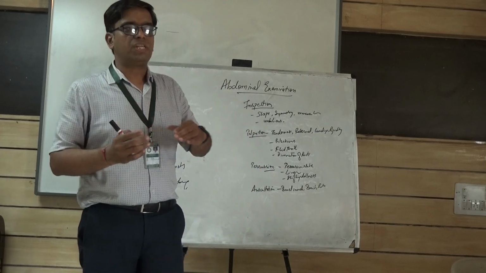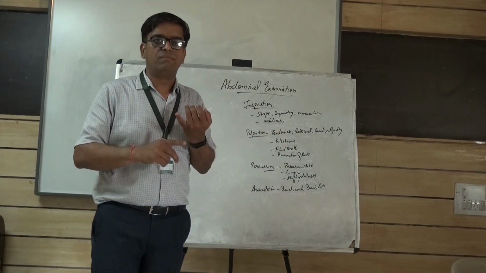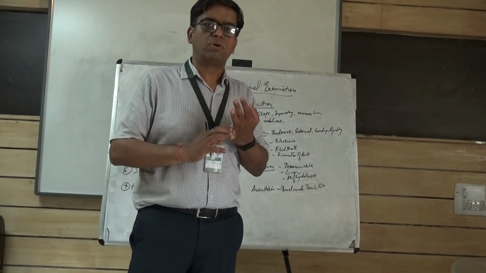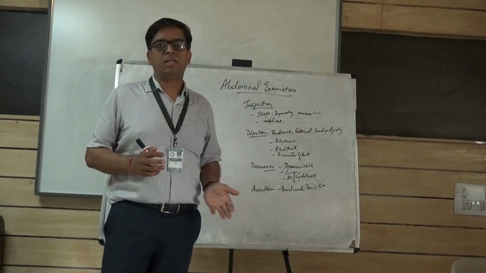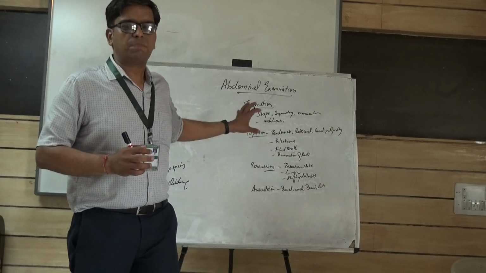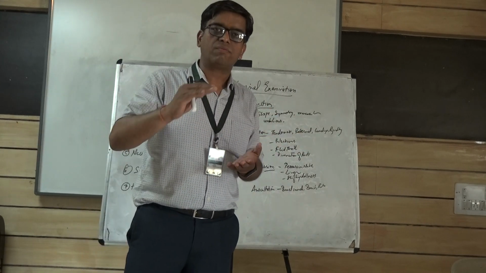Then the palpation of each and every individual organ like liver, spleen and kidney. These are the three important organs that are palpated. I will be discussing the palpation of these three organs separately in a separate lecture. So this is palpation when we are palpating the 9 regions of the abdomen.